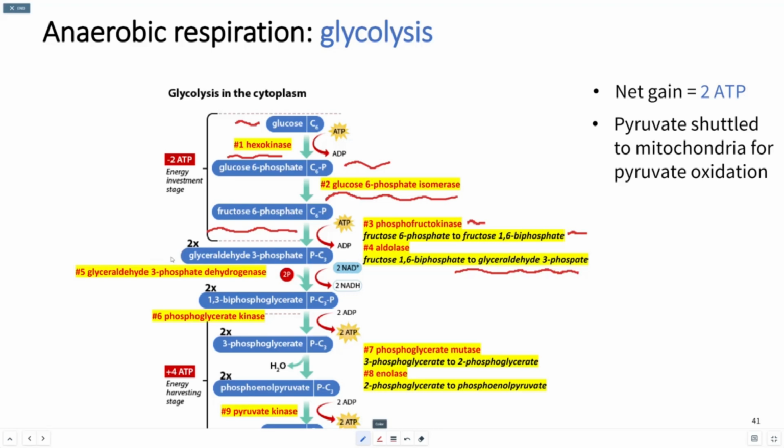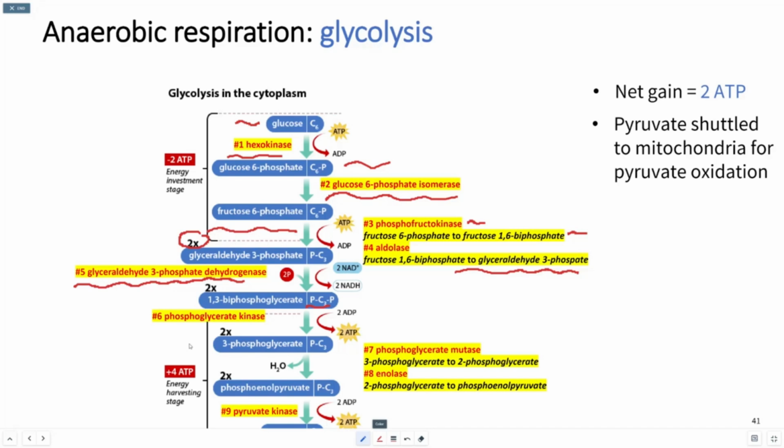So moving forward, every single reaction down here happens twice. This is because it is now 2 3-carbon molecules instead of 1 6-carbon molecule. Step number 5 utilizes an enzyme called glyceraldehyde 3-phosphate dehydrogenase that will then create 2 NADH and rearrange G3P into 1,3-bisphosphoglycerate. Notice that there are 2 phosphates attached to the 3-carbon molecule.